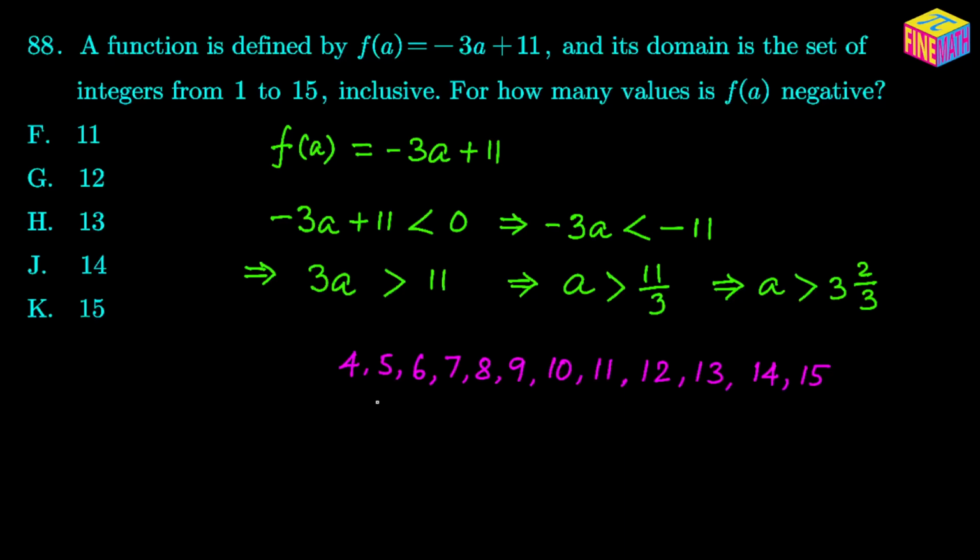So how many values of a are these? These are all greater than 3 plus 2/3. So this is 1, 2, 3, 4, 5, 6, 7, 8, 9, 10, 11, 12. So that's a total of 12 of them, right? Obviously, if you count from 1 through 15 and you subtract 1, 2, 3, those are 3 of them. So if you subtract 3 from 15, that will be 12. So this is exactly 12 integers for which the function value will be negative.